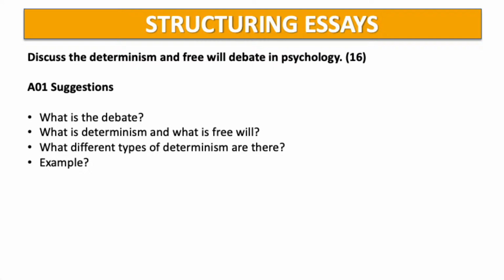So this one here, we've got discuss the determinism and free will debate in psychology. Now, if you've got a debate, the first thing that's worth doing is outlining, well, what is the debate? We've got a sort of discussion going on here. What is the discussion about behaviour? How are we explaining it? So in this case, what is determinism and what is free will? And actually, we can probably take that a little bit further and show some knowledge on what the different types of determinism are. What different explanations have we got for determinism? If you could pop in the chat for me what types of determinism we've got, that would be good, so I can see some of those coming up.